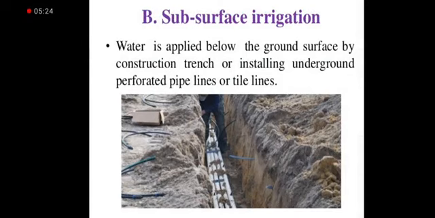Next is subsurface irrigation. The previous methods, that is the flood method, border method, furrow method and basin method, were surface irrigation. Surface means which we are doing on the top of the surface. The next method is subsurface irrigation. Subsurface irrigation means here we are not irrigating on the top of the surface. Here we are irrigating the crop from the bottom of the surface. Water is applied below the ground surface by constructing trenches and installing underground perforated pipe lines or tile lines.